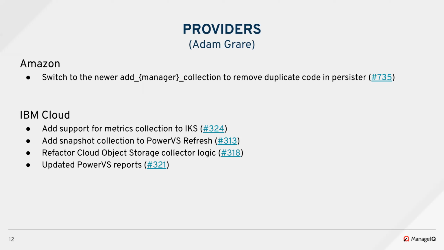For IBM Cloud, Nasser added support for collecting metrics from the IBM Kubernetes service, which was an interesting one. It's ostensibly Prometheus, so we were able to reuse a good amount from the base Kubernetes provider, but a lot of the tag names were different. So he had to do a good amount of work to get it to be supported for IKS. But that's now working, that's supported, and there's documentation in the ManageIQ docs to be able to configure this.